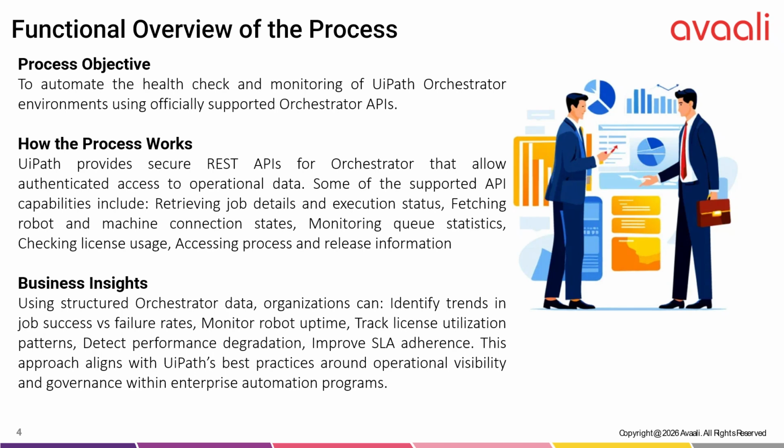This report highlights anomalies such as high job failure risk, disconnected robots, license utilization spikes, and inactive machines. This transforms reactive manual monitoring into proactive automated governance. This approach aligns with UiPath's recommended practices around operational visibility, governance, and scalable enterprise automation management.